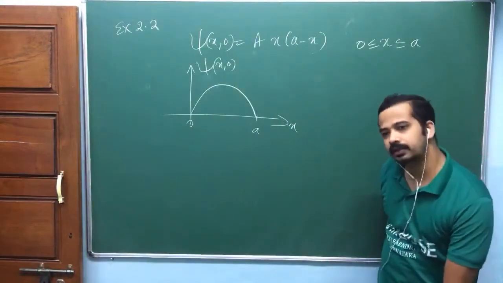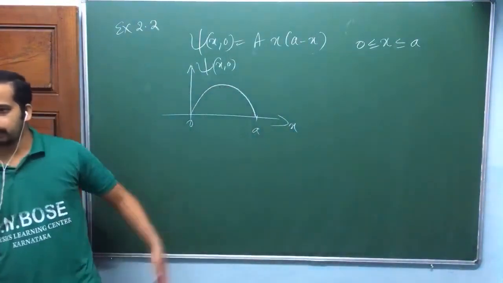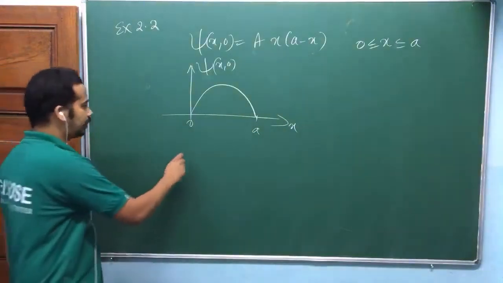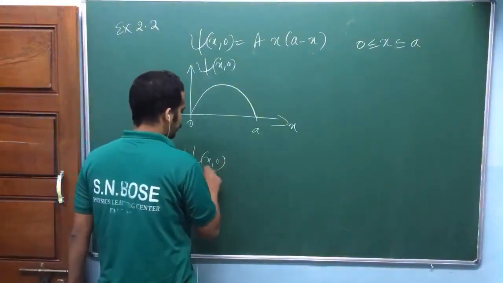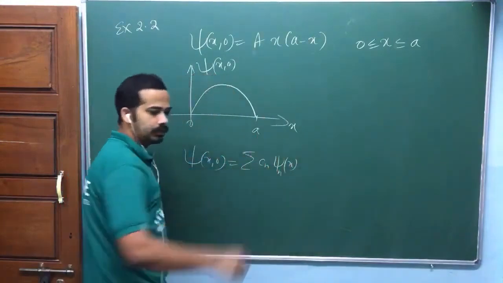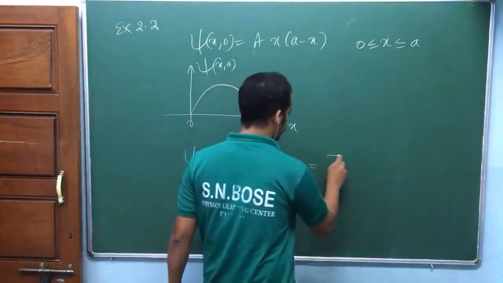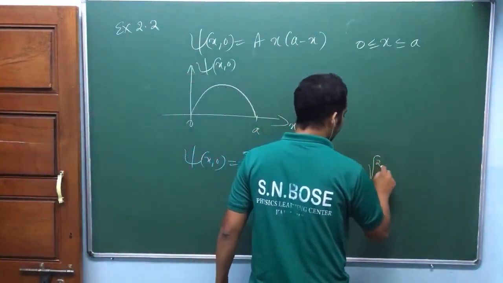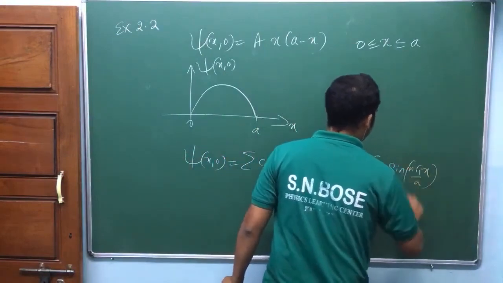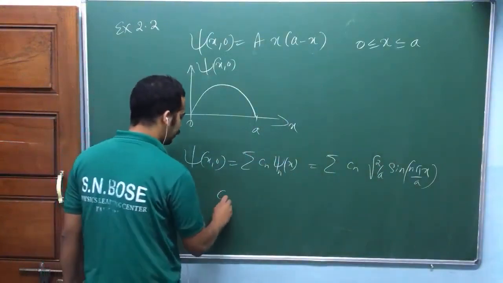And we have seen any function can be written in terms of sine, am I right? That means eigenstates of the 1D box, isn't it? This can be written as summation over Cn into psi n of x. What is the proof? Fourier analysis, isn't it? So this is equal to summation over Cn into root of 2 by a sin(n pi x by a), and you just find Cn, okay? It's a solved problem. I'm not going to solve it again, okay?